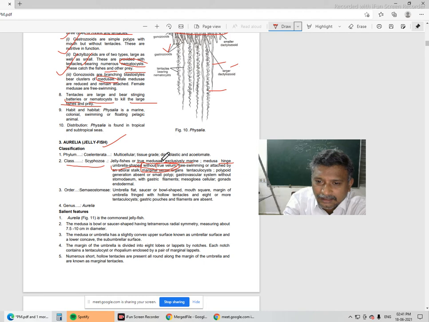Protozoa, sir. Because of the presence of a single cell in their body, we can say that it is a unicellular organism. All unicellular organisms belong to protozoans. Simply we can say Protozoa. If we see more number of cells in their body, then that organism belongs to which phylum?